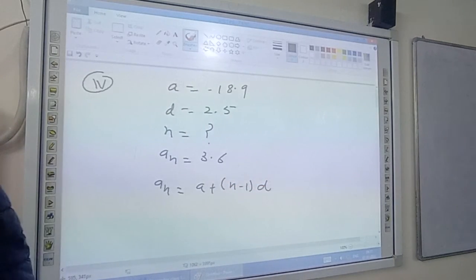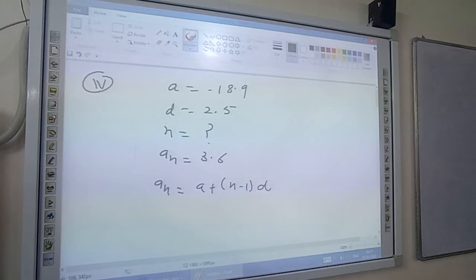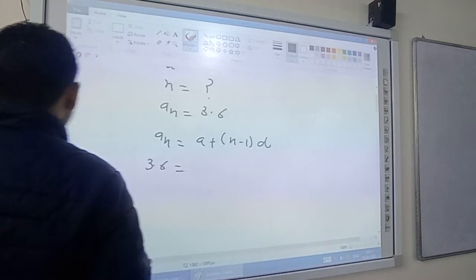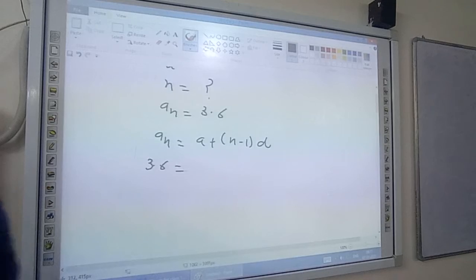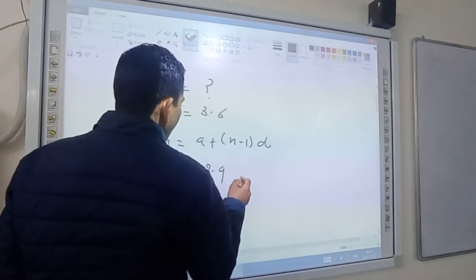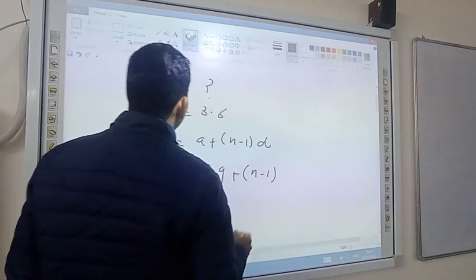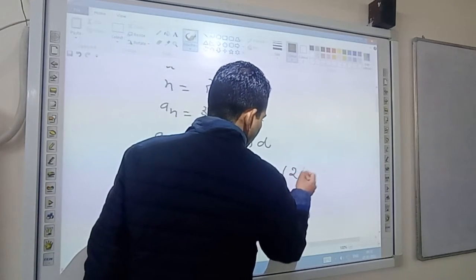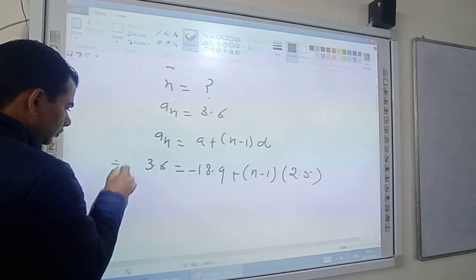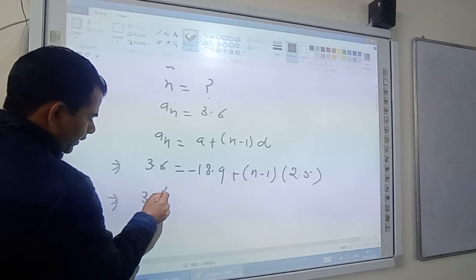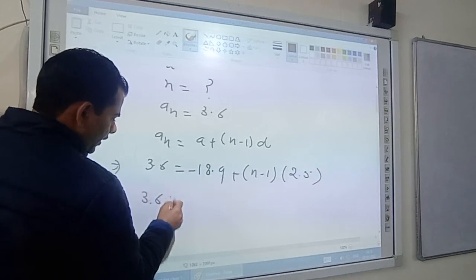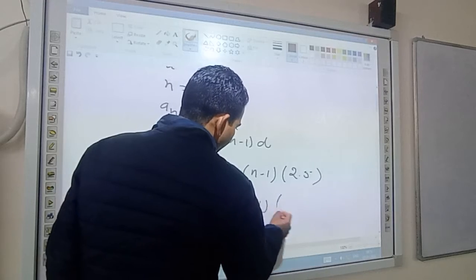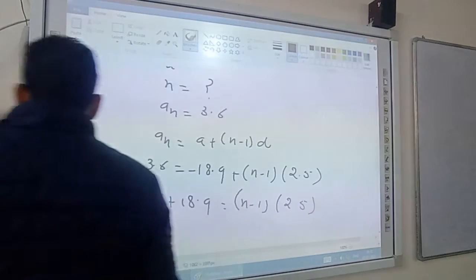Very good. Now put the values and find the value of n. An is 3.6. What is the value of a? A is minus 18.9, and we have to find n, and the value of d is 2.5. Now 3.6 plus 18.9 equals n minus 1 into 2.5. Any doubt, any problem?